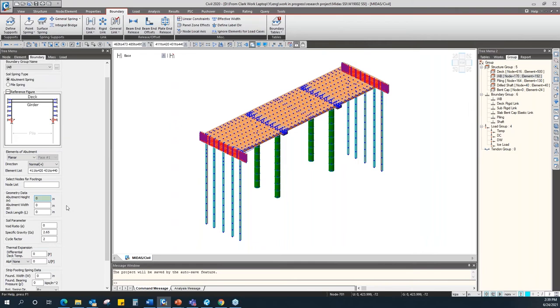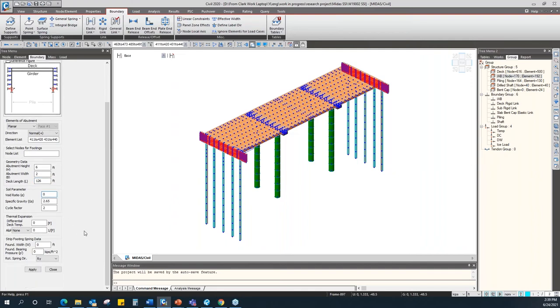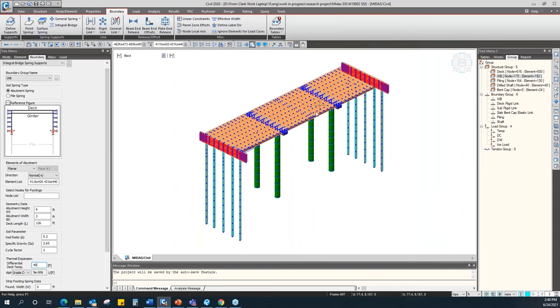So for this bridge, the abutment height is six feet, the abutment width is 2 feet, and the deck length is 126. For the void ratio, if I use granular material, it's 0.2. For the specific gravity and the cycle factors, I just use the default number. And here I define the differential deck temperature and also the material. If I use 40 Fahrenheit, then you click apply. Since I already defined the model, I'm not going to open it for now.